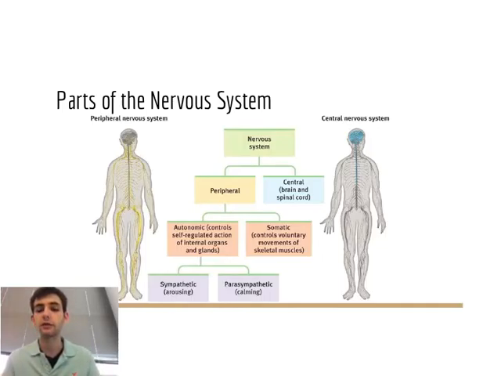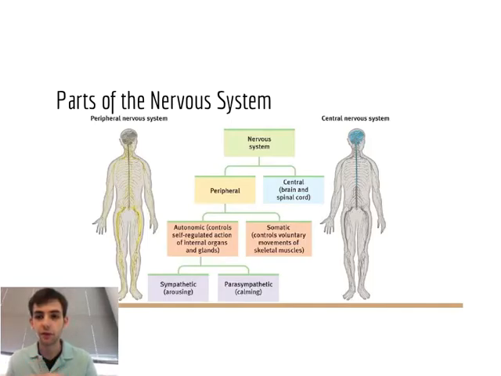The nervous system is broken down into the peripheral and the central nervous system. The central nervous system is the brain and the spinal cord, and the peripheral is going to be everything else. The peripheral is further broken down into two parts, autonomic peripheral nervous system and the somatic peripheral nervous system. The somatic peripheral nervous system is going to control the voluntary muscle movement, and the autonomic peripheral nervous system is going to control the involuntary muscle movements.